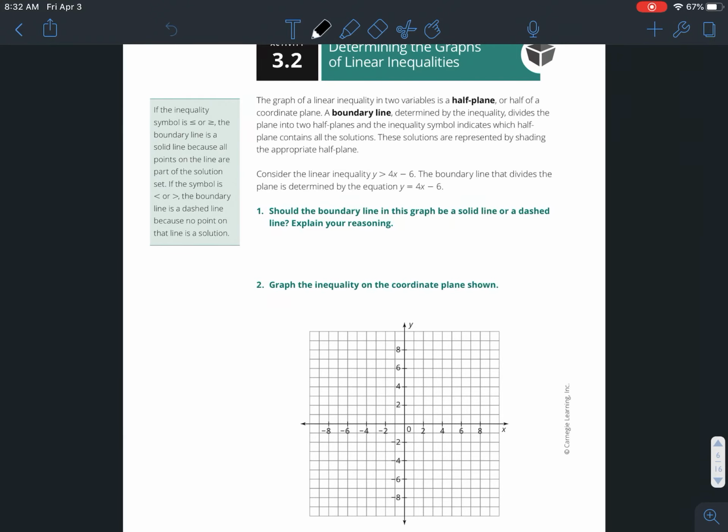Good morning, guys. Today we're going to be working on activity 3.2. I would like to try and get through part of 3.3, but we may just do 3.2 depending on how long this takes to go through and explaining the work.